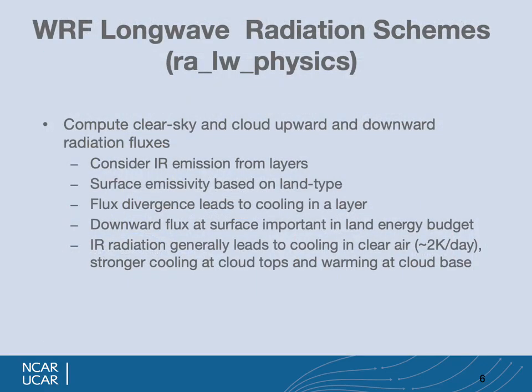So the long wave scheme has to compute the clear sky and cloud upward and downward radiation fluxes. And so we consider IR emission from layers, and the surface emissivity is based on the land type. The flux divergence of the emission from layers leads to cooling in a layer. The downward flux of the surface is important in the land energy budget. It's a few hundred watts per square meter.